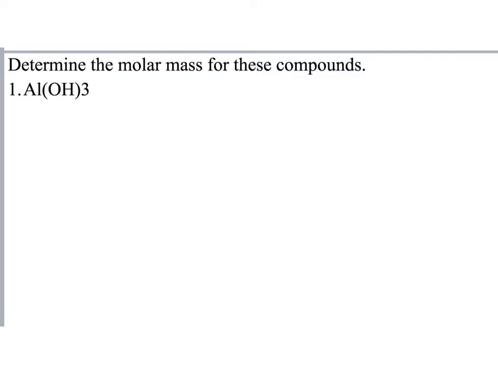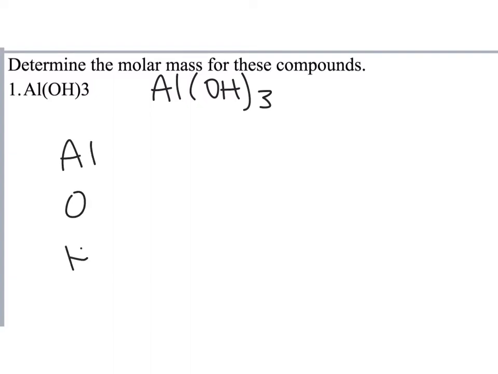Let's go back to another easier example where we don't have that other stuff going on. We're very simply just going to have Al(OH)3. Careful of how you're distributing this. We're going to say Al, O, H. How much of each one do I have? Well, I only have one Al, one O, 3 O's, and 3 H's.